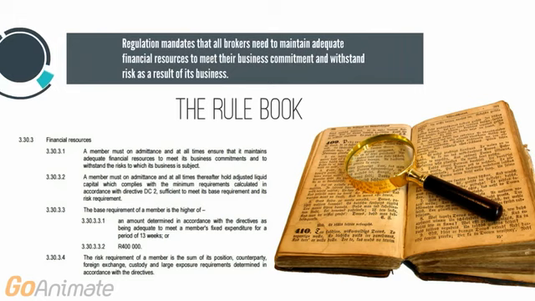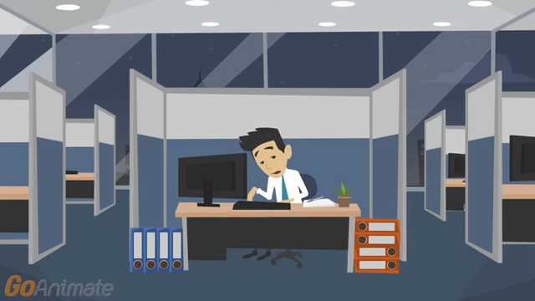Regulation mandates that all brokers need to maintain adequate financial resources to meet their business commitment and withstand risk as a result of its business. Currently, compliance officers receive their daily CAPAD figures from the JSE in text files, which offer very little flexibility and contain a lot of data in a flat format.